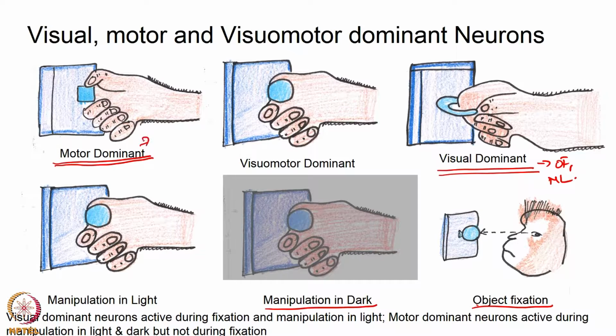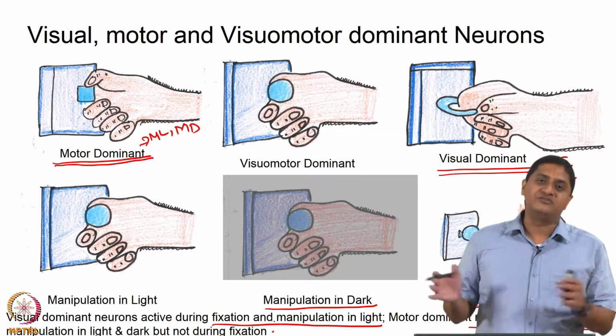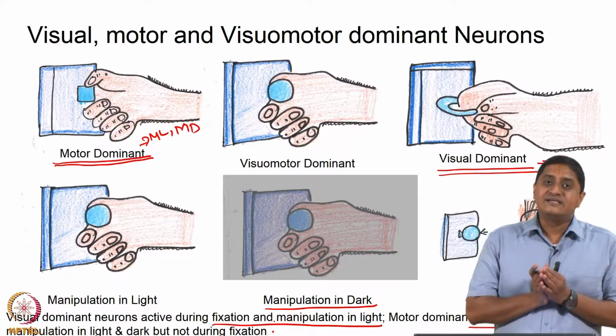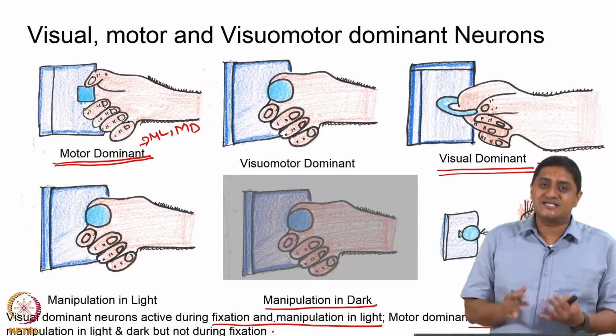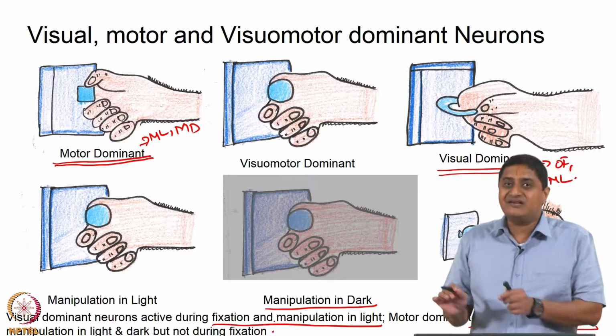The motor dominant neurons will be active during manipulation in light and manipulation in darkness, but not object fixation. The visuomotor dominant neurons are active during manipulation in light, manipulation in darkness, and object fixation. So, visual dominant neurons are active during fixation and manipulation in light. Motor dominant neurons are active during manipulation in light and dark, but not during fixation. The visuomotor neurons do both of these functions combined. So, there are discrete, distinct sets of neurons that perform each of these functions.